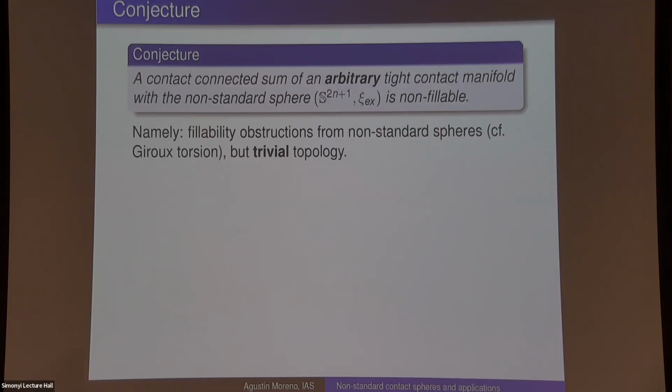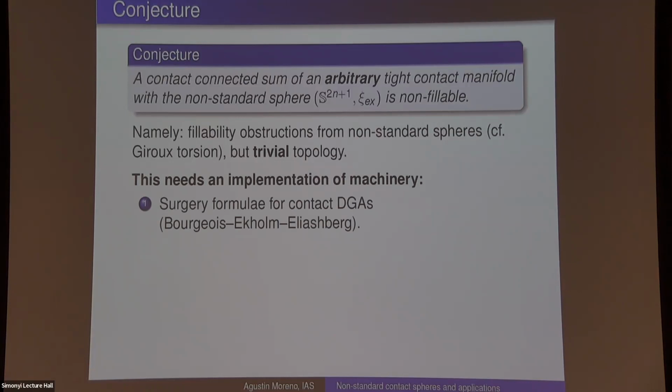So I mean, we know this for strongly fillable contact manifolds with C1 torsion. I would like to say that those are technical assumptions. And we sort of know what kind of machinery would need to be implemented for this conjecture to be true. So first of all, this would need making the work of Bourgeois and Eliashberg on the surgery formula for DGAs rigorous.